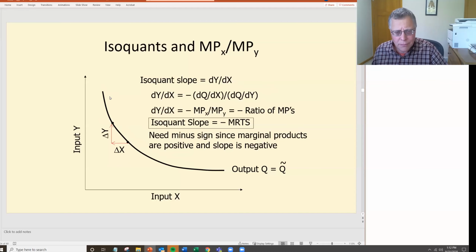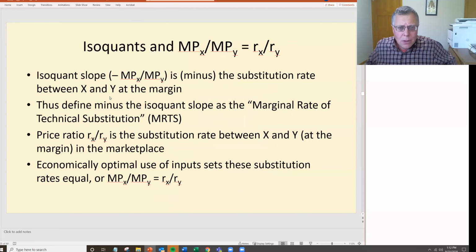And as you move around there, you're substituting between them, and that substitution rate is the ratio of the marginal products. So isoquant slope is the ratio of the marginal products with a minus sign running around. And that's the substitution rate between the two inputs at the margin in the production process. We called it the MRTS. Well, the price ratio is the substitution rate between the two inputs at the margin in the marketplace.